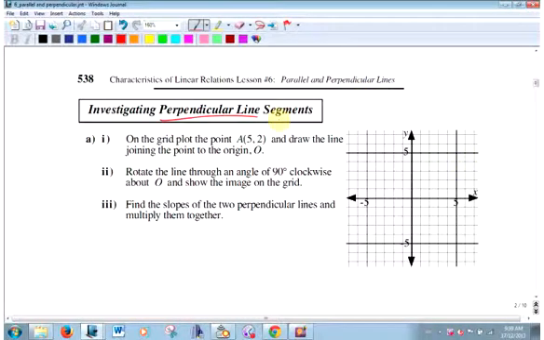Okay, so parallel, that's not too bad. Perpendicular, there's a couple more bits to it. Investigation. Now on this grid plot, this Cartesian plane, we're going to do the point 5, 2. There it is. Draw the line joining that point to the origin. What are the coordinates of the origin? 0, 0. All right, there's a line.